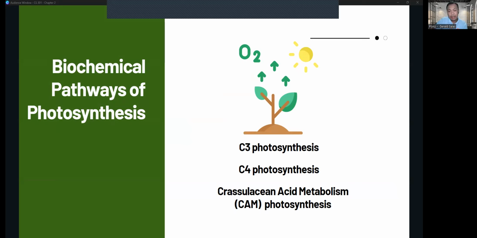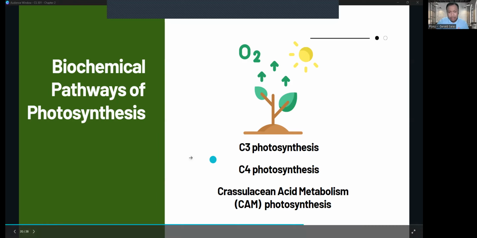So these pathways are determined according to ecological differences of the photosynthetic organisms. What changes is the carbon that is formed. For example, for C3 photosynthesis, the carbon that is produced is three carbon molecules. For C4 photosynthesis, that's four carbon molecules. So generally, we have C3 plants, we have C4 plants, and we have the CAM plants.